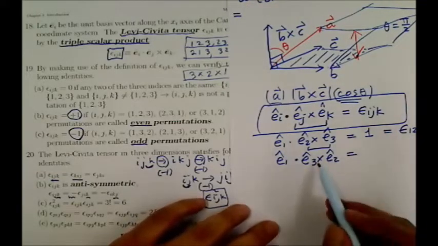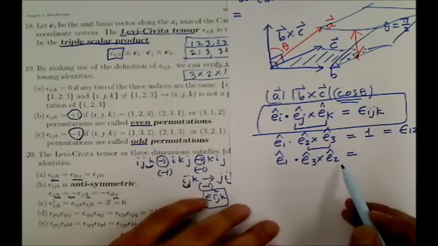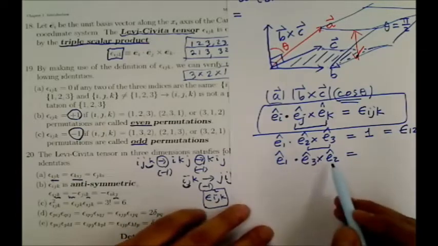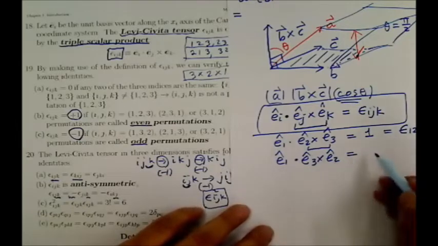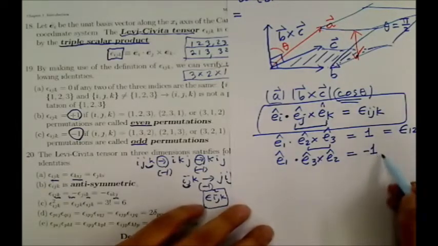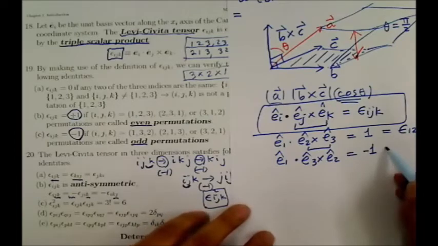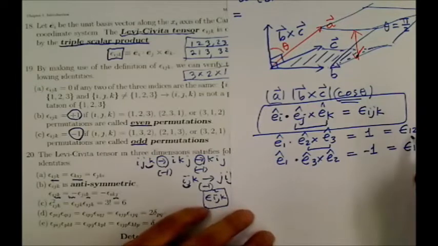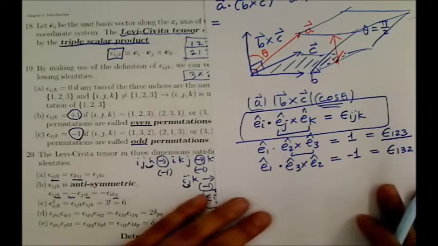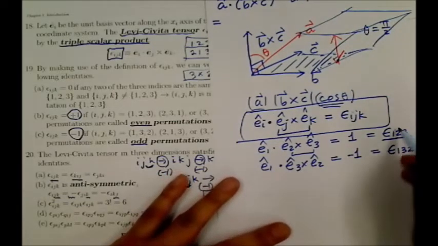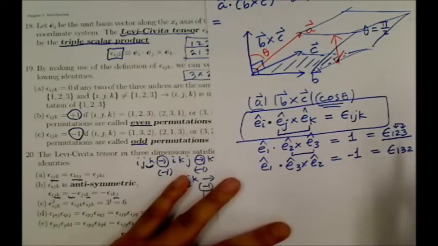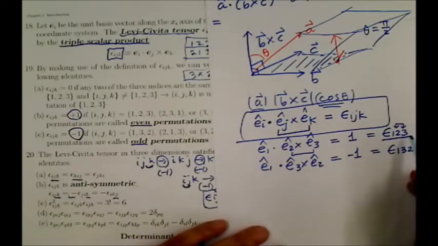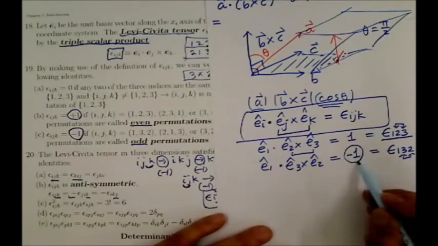Then I would get minus e1 hat. So if I take the scalar product with the e1 hat, I have a negative sign, except the magnitude is the same. We notice that epsilon 1, 2, 3 is 1. But if I exchange two indices like this, then I would get the negative sign on it.